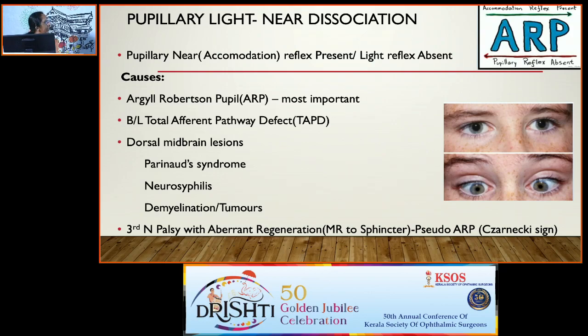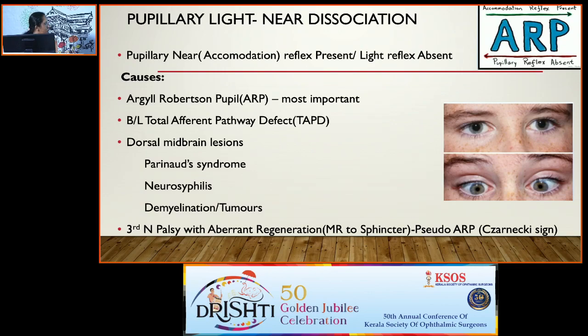Now coming to light-near dissociation, that is, the accommodation reflex will be present, but the light reflexes will be absent. The common one is the Argyll-Robertson pupil. A bilateral total afferent pathway defect can also mimic this. It's common in lesions of the dorsal midbrain, Parinaud syndrome.